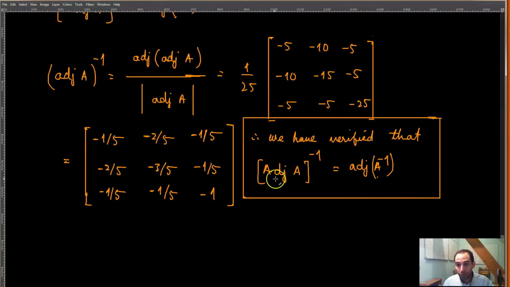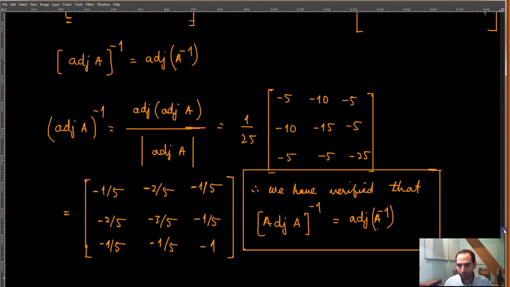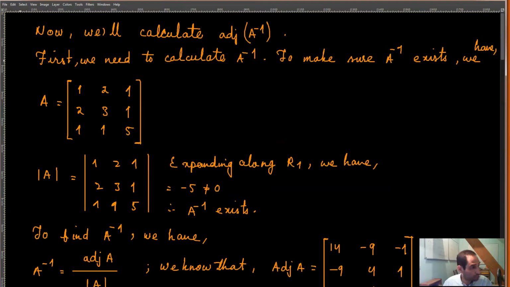Okay, so there is a second part to this question. The second part, we wanted to show that the inverse of A inverse is equal to A. I'm going to have to go to another layer here. And so we know that this matrix A is basically 1, 2, 1, 2, 3, 1, 1, 1, 5. Right, so that is A.